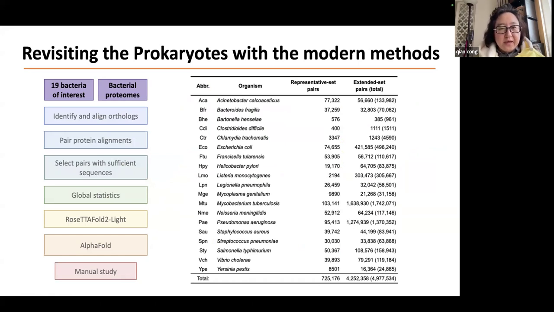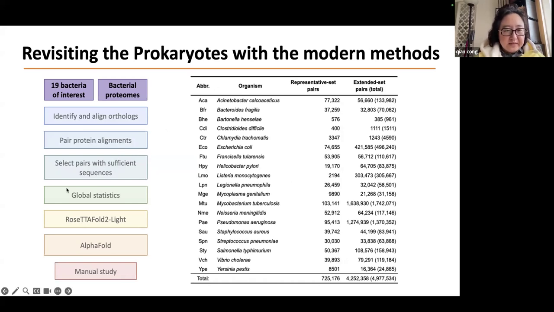Then we decided to use these deep learning methods to revisit the bacteria. When we started this, we mostly studied E. coli, which is a model organism, as a proof of concept. But now since we have better tools and we can confidently predict a reasonably large number of interactions from any organism, we decided to use these to revisit the bacterial world. We decided to work on a series of bacterial pathogens, using a similar pipeline.